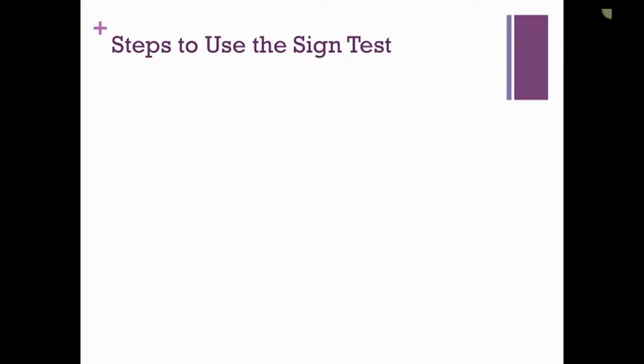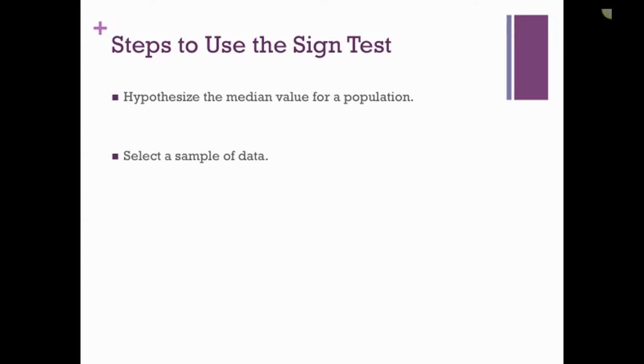To use the sign test, the first thing that you're going to do is hypothesize that value for your median. You're going to look at your population, look at the question to be answered, and hypothesize your value for the median in that population. At that point, you will then select a sample of data from the population to use in your sign test. You take each value from this sample of data and compare each value to your hypothesized median.